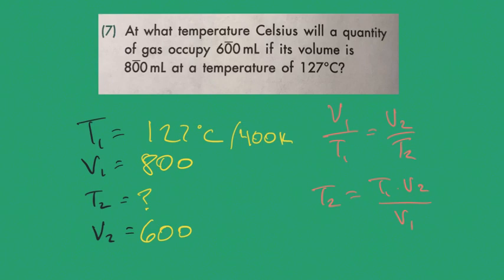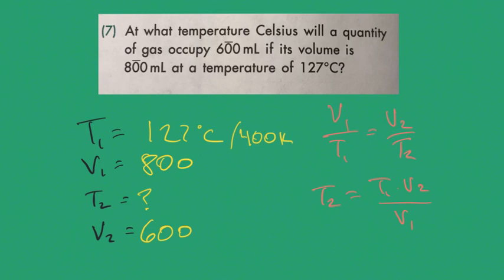Okay? So we should just be able to plug these three different numbers in, being careful that we're doing the 400 for the T1 and 600 for the V2 and then 800 for the V1, and then just use your calculator and solve. Now let's think about how many significant figures.